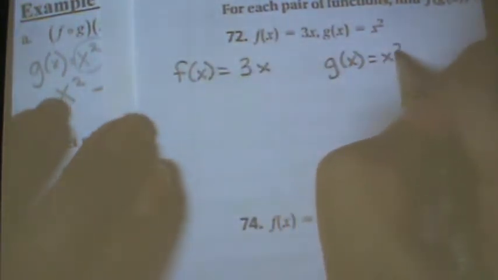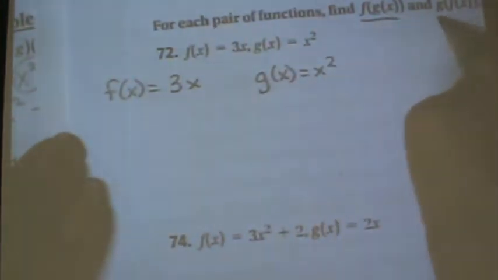There's 4 problems here that ask you to practice this, what we just did. What you have to do, and I'm sorry, there's not a lot of room. Let's do 72 together, and then you're gonna practice 3 more on your own. It says f of x is defined as 3x. So f of x is 3x, and g of x is x squared.